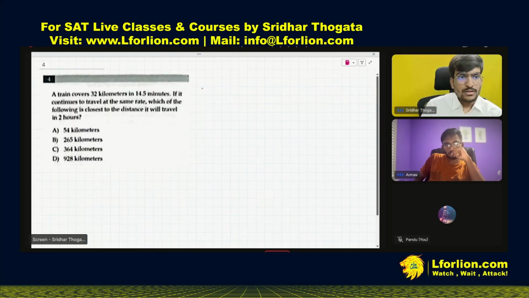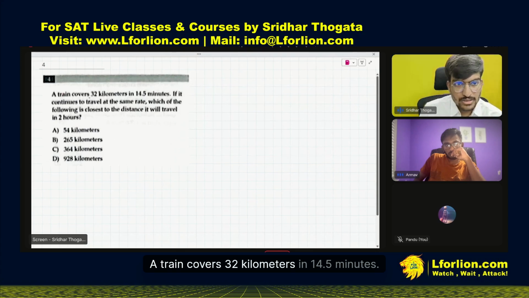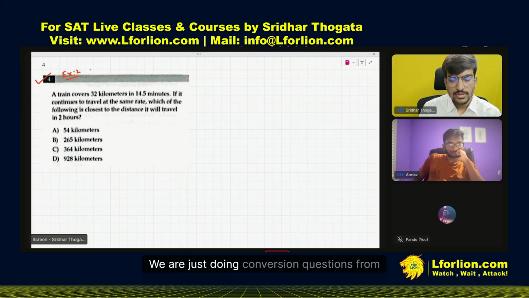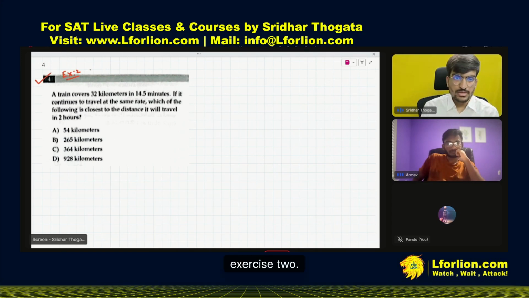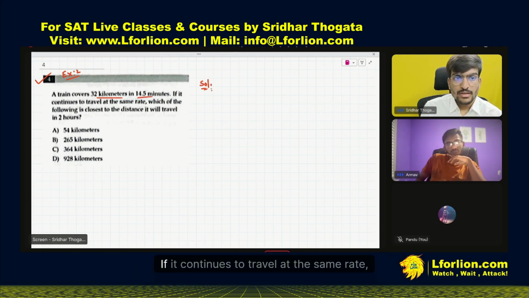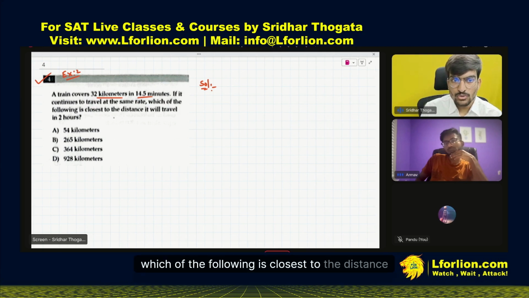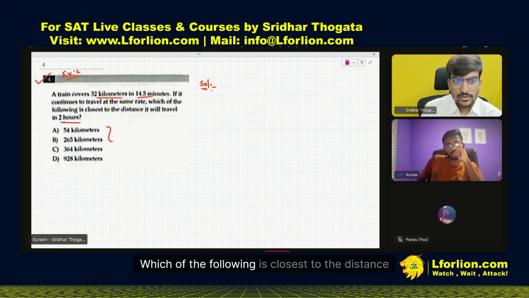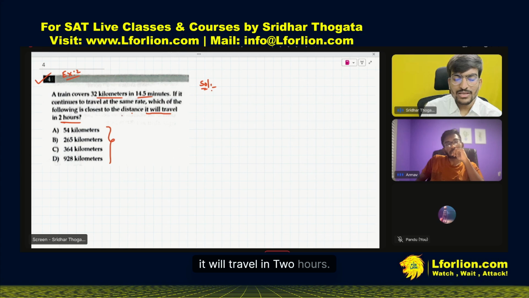Train covers 32 kilometers in 14.5 minutes. This question is from exercise 2. We are just doing conversion questions from exercise 2 now. A train covers 32 kilometers in 14.5 minutes. If it continues to travel at the same rate, which of the following is closest to the distance it will travel in 2 hours?